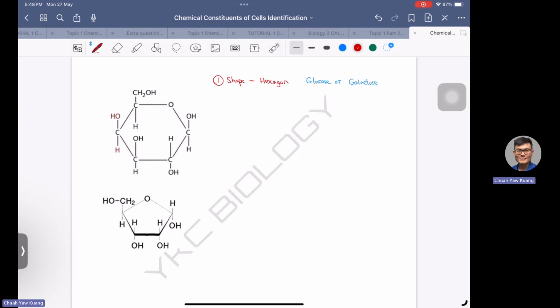Okay, then next we move on to step number 2. In step number 2, we will look at carbon number 4. So at carbon number 4, we see that the OH is on top. So if the OH is on top, then there will be only one molecule, which is the galactose.